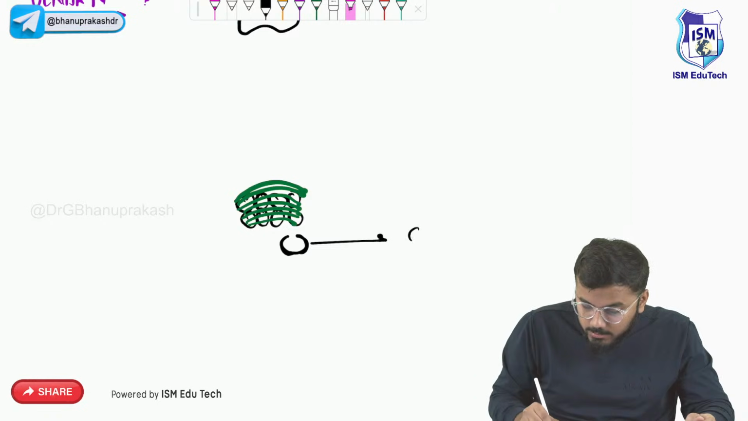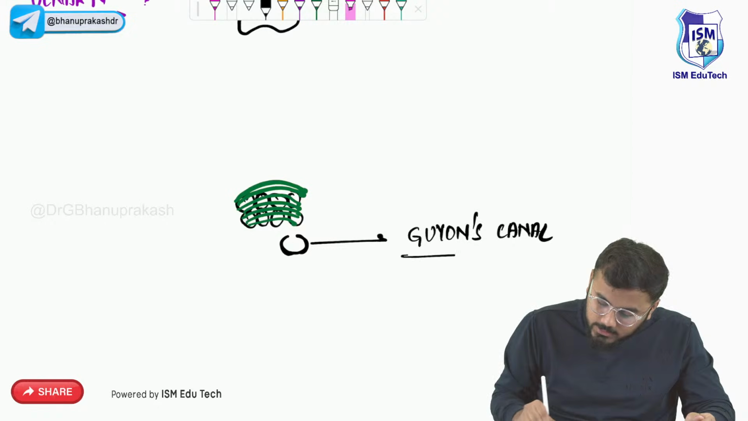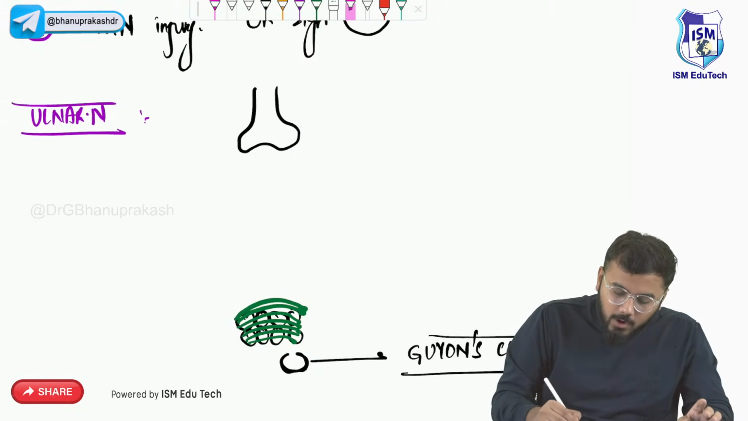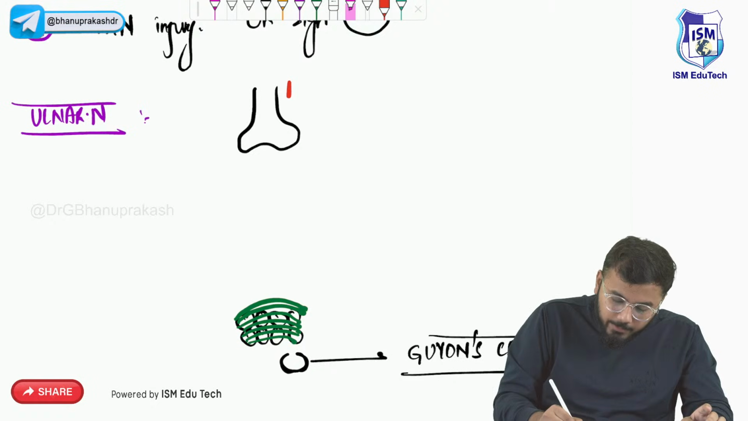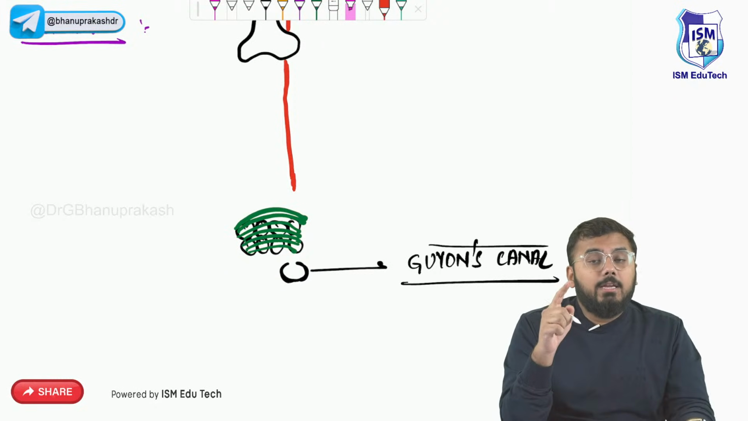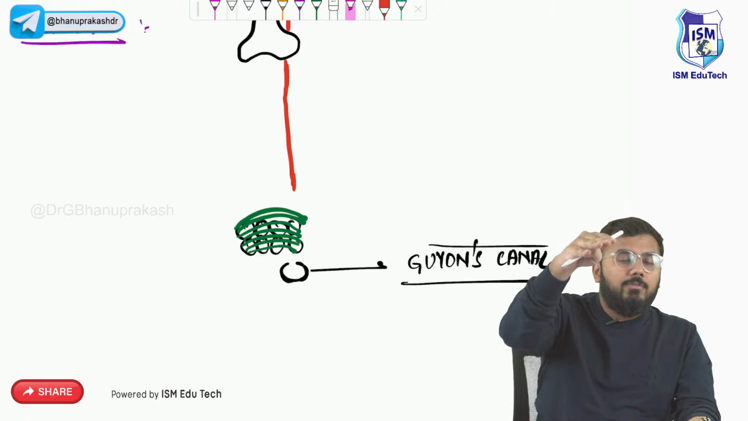Small canal. This is called Guyon's canal. Okay. Now, median nerve, how does it pass? Ulnar nerve, it passes behind the medial epicondyle. And by the way, does it pass below the flexor retinaculum or above the flexor retinaculum?